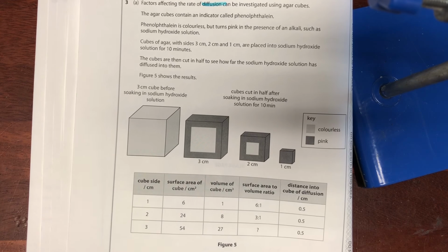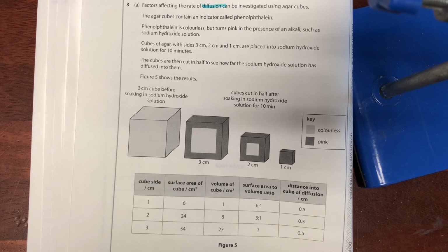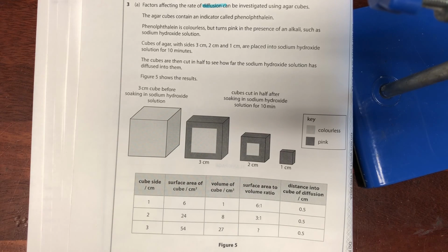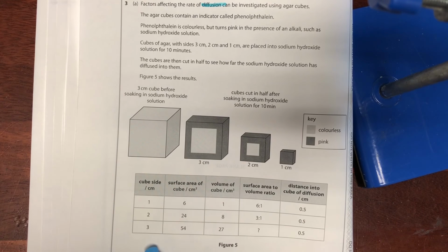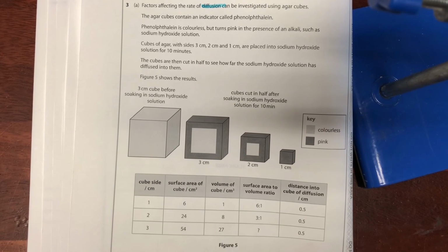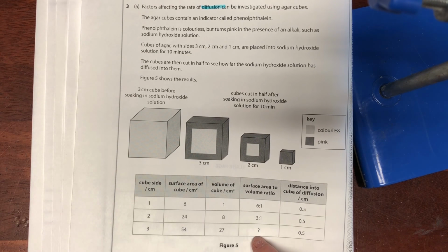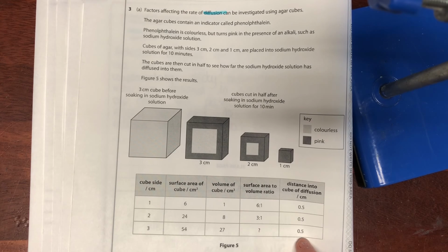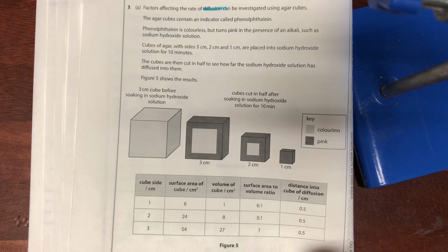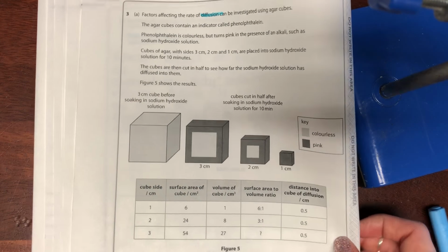The 2 centimetre cube has a surface area of 24 centimetres squared, a volume of 8 centimetres cubed, therefore a surface area to volume ratio of 3 to 1. And the distance moved into the cube is 0.5 centimetres. The 3 centimetre cube has a surface area of 54 centimetres squared, a volume of 27 centimetres cubed. The surface area to volume ratio is left blank. And again, the diffusion distance of this one is 0.5.